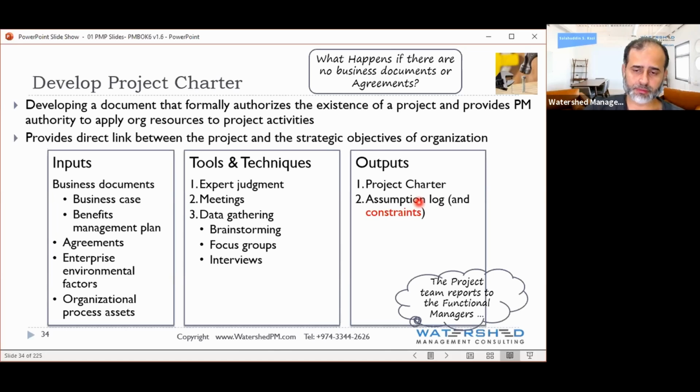Okay. Memorize. Now that doesn't mean that in the charter you cannot have a section called constraints. You do whatever you want to do in the charter related to constraints, but it should separately be listed in the assumption log. So now you know both the outputs.